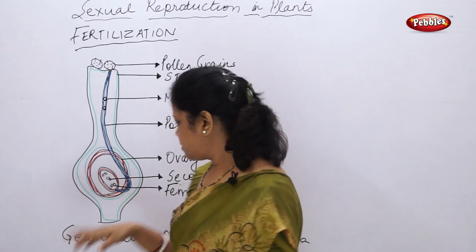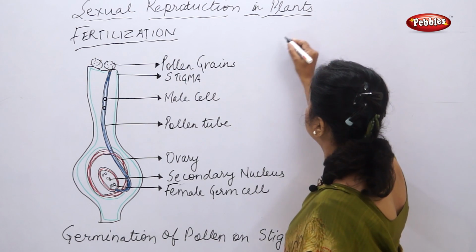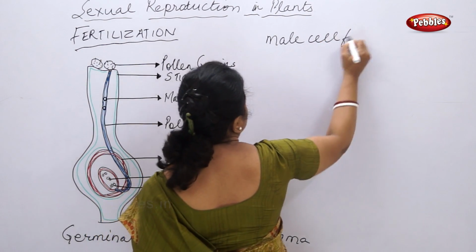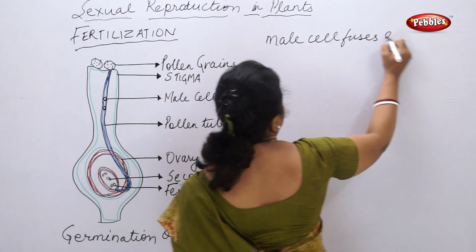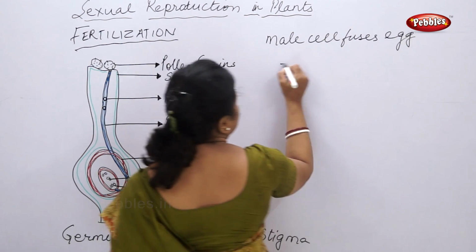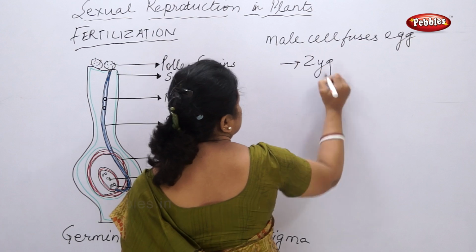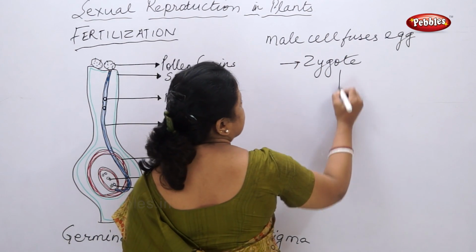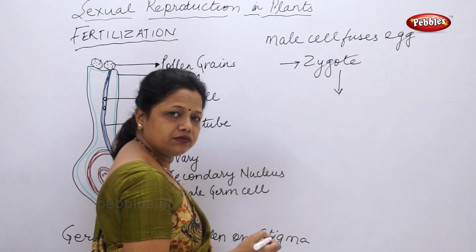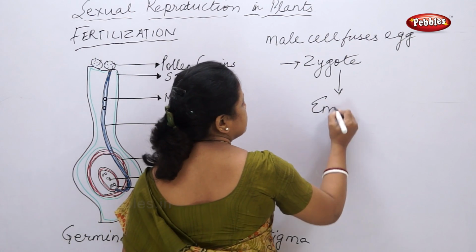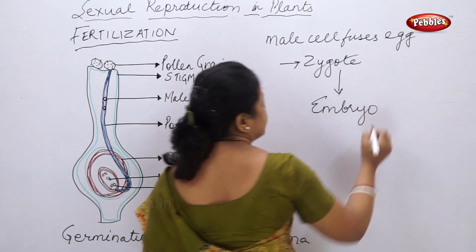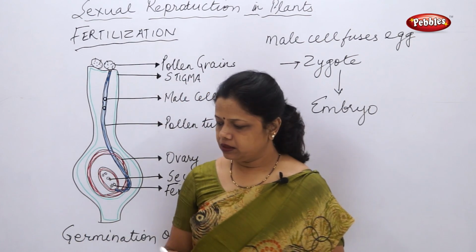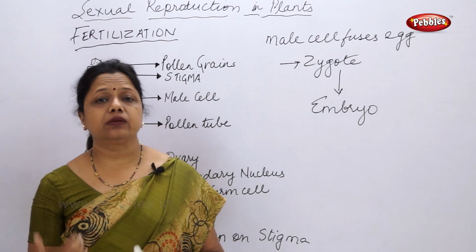Now what happens? What is formed here? The male cell fuses with the egg or female cell, forming the zygote. Correct. Now this zygote will continue, the cell division will continue, and it forms the embryo. And this embryo goes on dividing and forms the whole plant. So this is called germination.